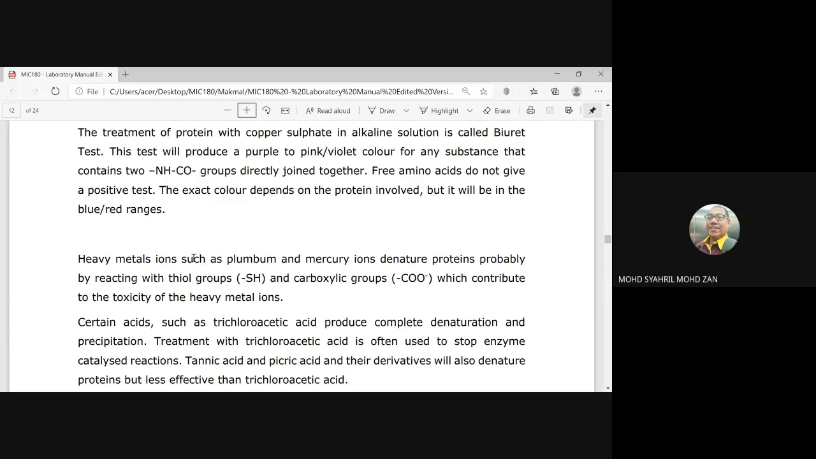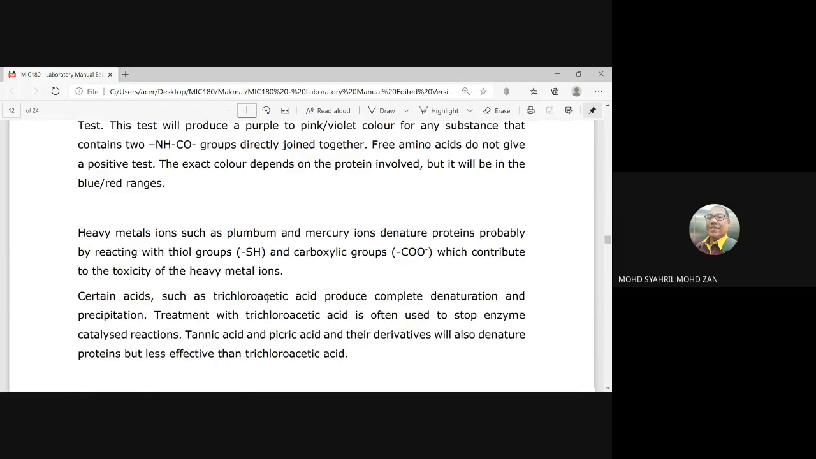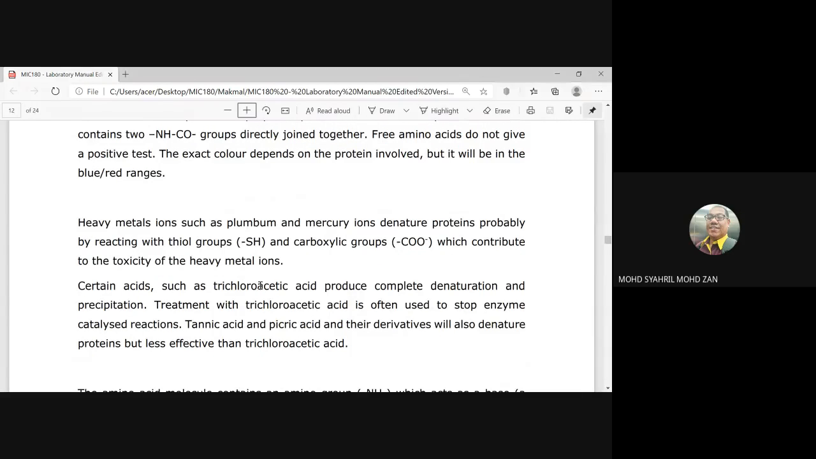Heavy metal ions such as plumbum and mercury ions denature protein, probably by reacting with the thiol groups. So one example of another functional group is the thiol groups, okay, and carboxylic groups. Okay, ini adalah group yang sama, COOH ni, which contributes to the toxicity of the heavy metal ions. Okay. So we use certain acids, such as trichloroacetic acid, to produce complete denaturation and precipitate.